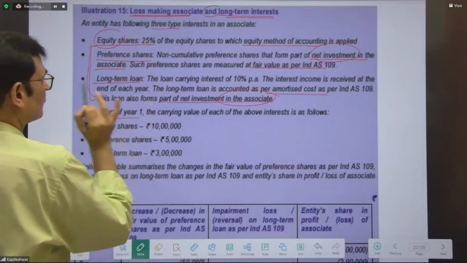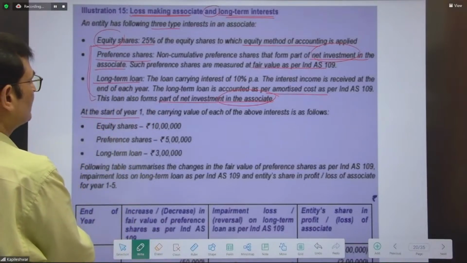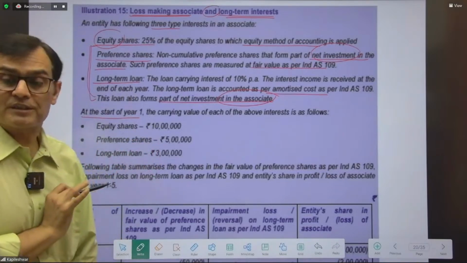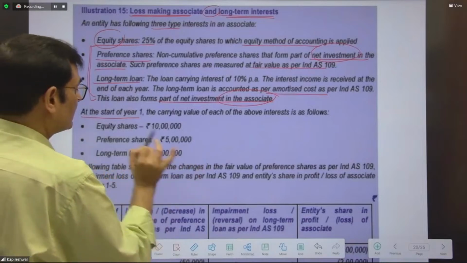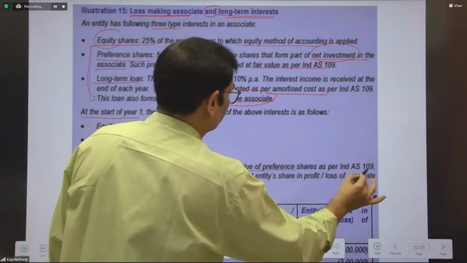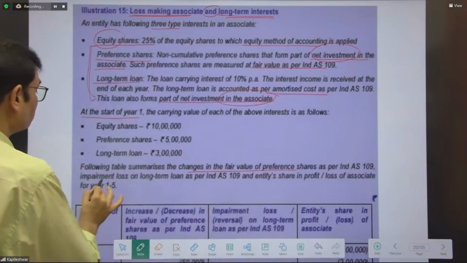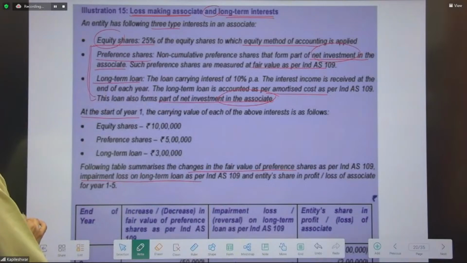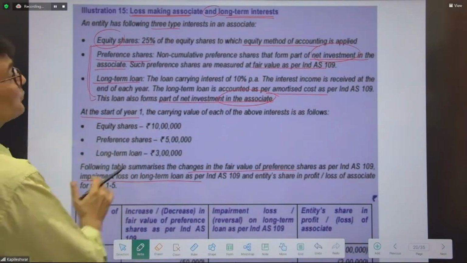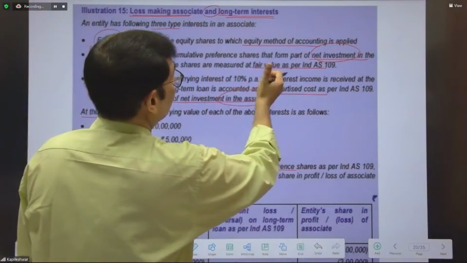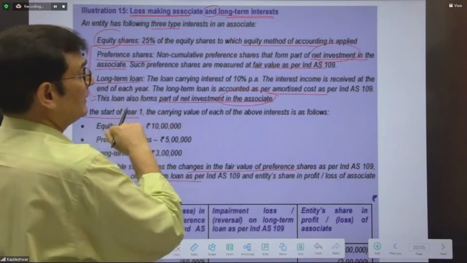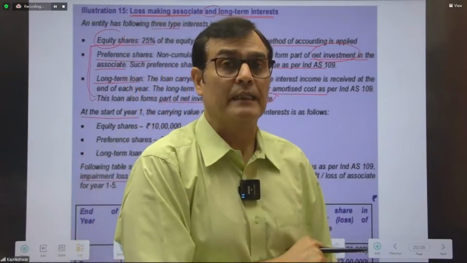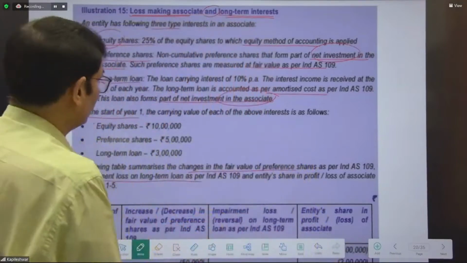Then he says that at the start of year one, the carrying values of these investments are given: equity, preference, long-term loan, acquired at cost. The following table summarizes the changes in the fair value of preference shares as per Ind AS 109, and impairment losses on the long-term loan. The preference share, which is measured at fair value, we need to capture the fair value increase or decrease every year. The long-term loan, which is taken at amortized cost, you will not capture fair value, but impairment testing would be done.